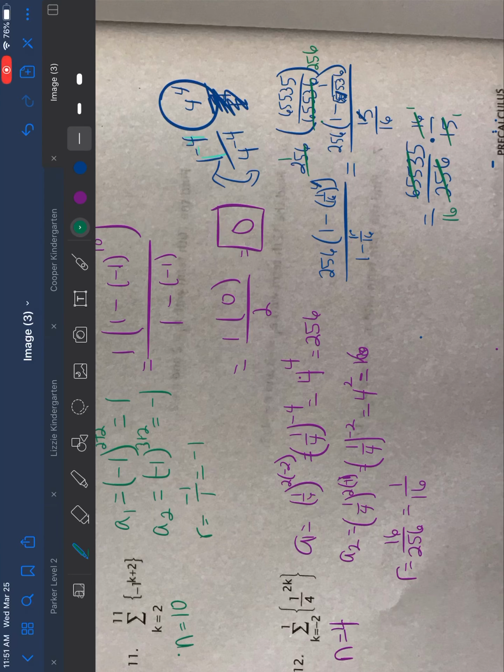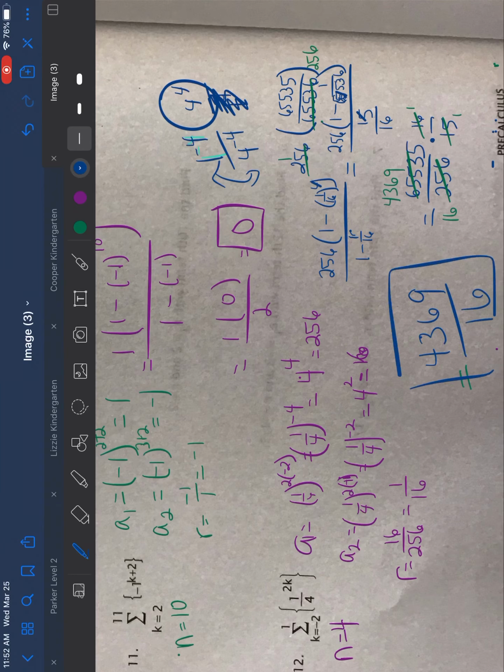65,535 divided by 15 is 4,369. All I did was divide by 15. So if you look here, the 16 divided out to 1, the 15 divided out to 1, these have reduced to 4,369 over 16, which is what our final answer is going to be. I'm going to write it right over here, oops, let's write it in blue. It is 4,369 over 16, which would be your final answer here.